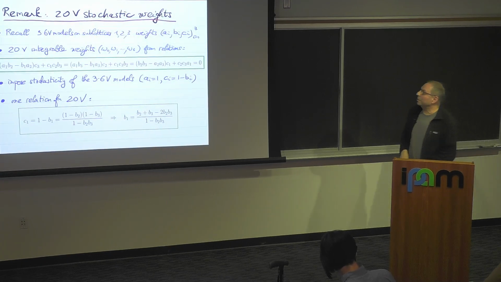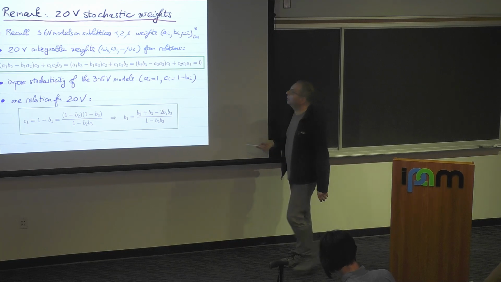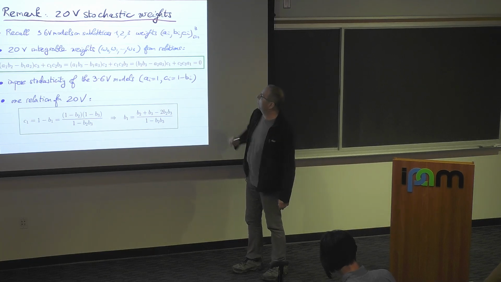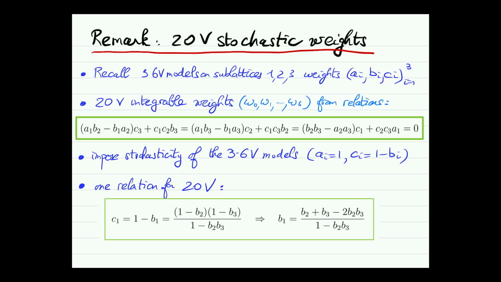Okay, and the last remark is the thing I haven't done here, which is the stochastic weight. So you can have a stochastic version of a 20 vertex by having essentially this last relation between the three B-type weights of the three 6 vertex models.